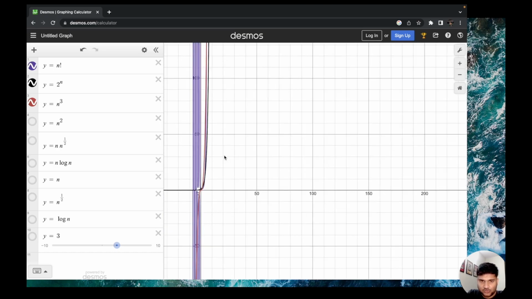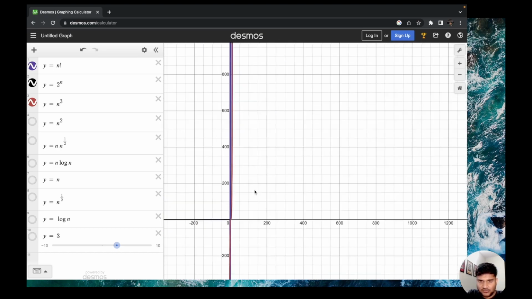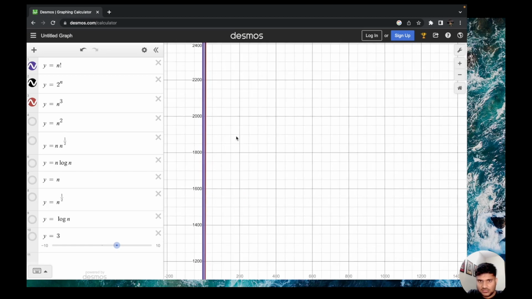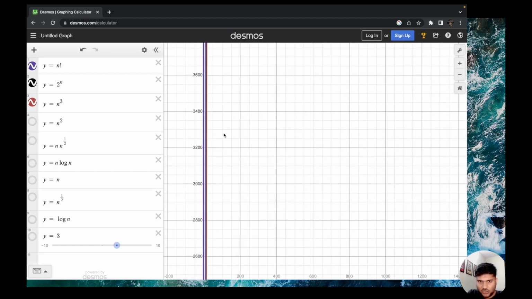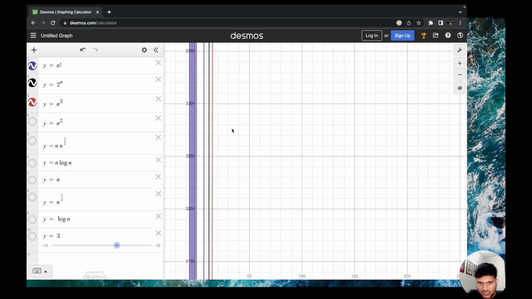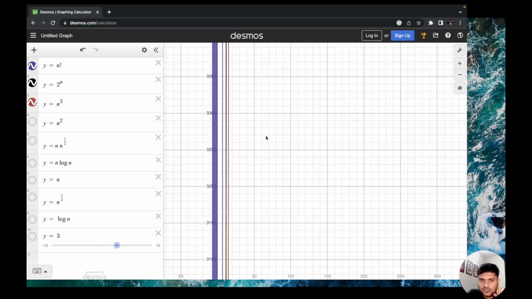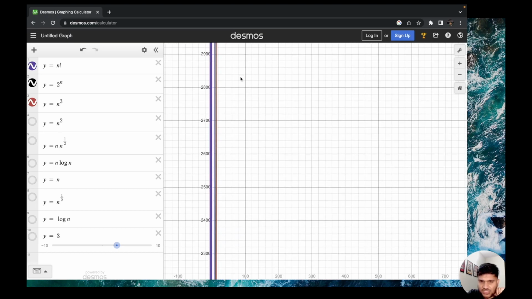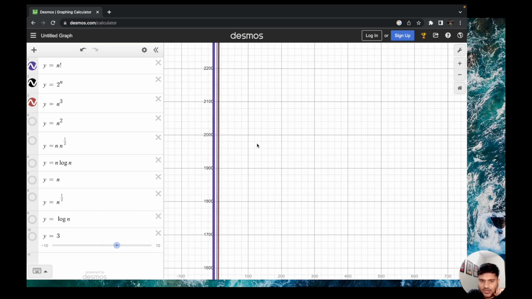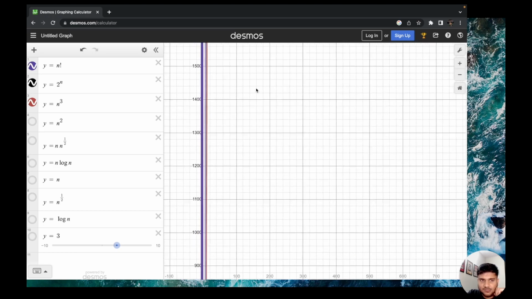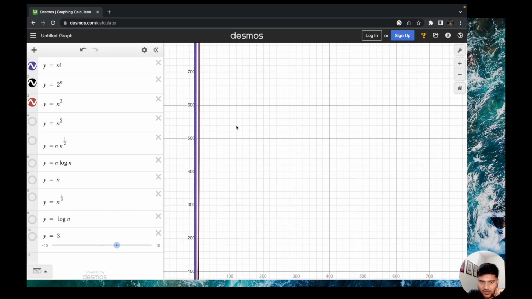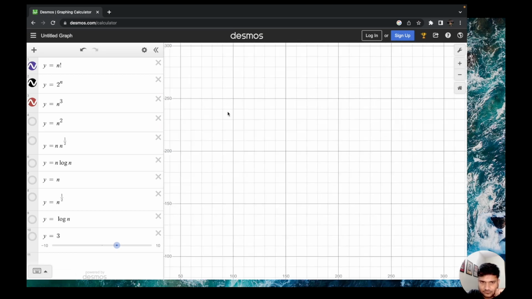So if I zoom out so that I can show you some higher values, and go a bit up, that is not much change. Now here you can see the red line is to the right of the black and the purple line. So that signifies that after some change in the value of n, n cube becomes better than 2 raised to the power n and n factorial. Okay, cool.